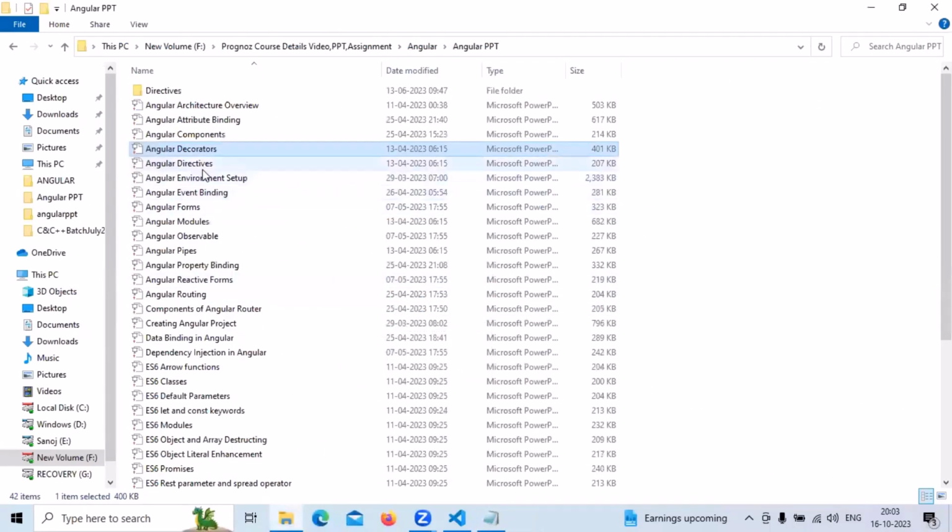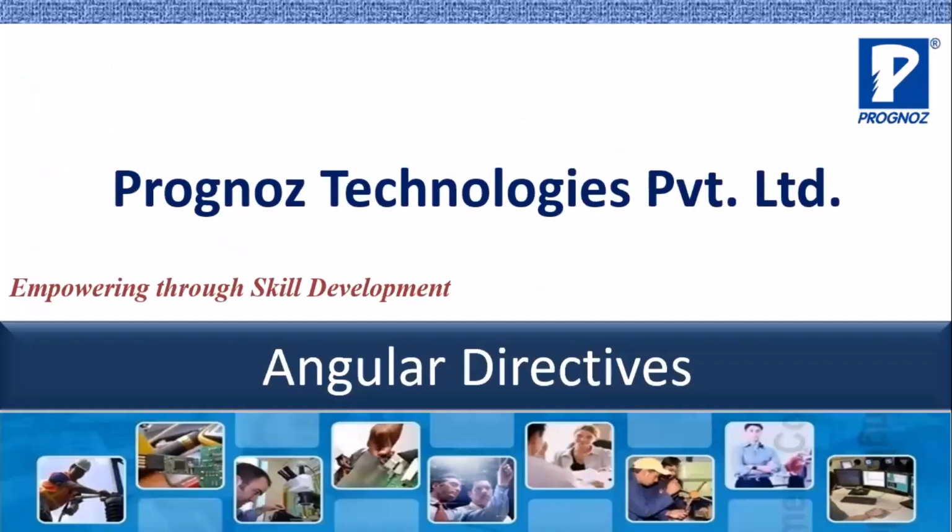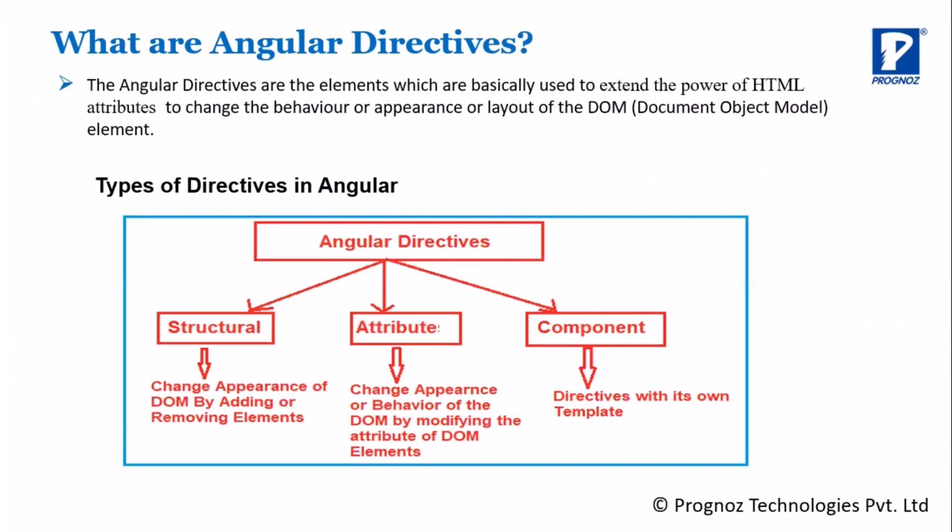The next concept we are going to discuss is the directive concept. What is a directive and what are the different types of directives? In Angular, what is a directive first of all? Angular directives are elements. जैसे हम लोग HTML पे element बोलते हैं या tag बोलते हैं. Elements which are basically used to extend the power of HTML attributes.